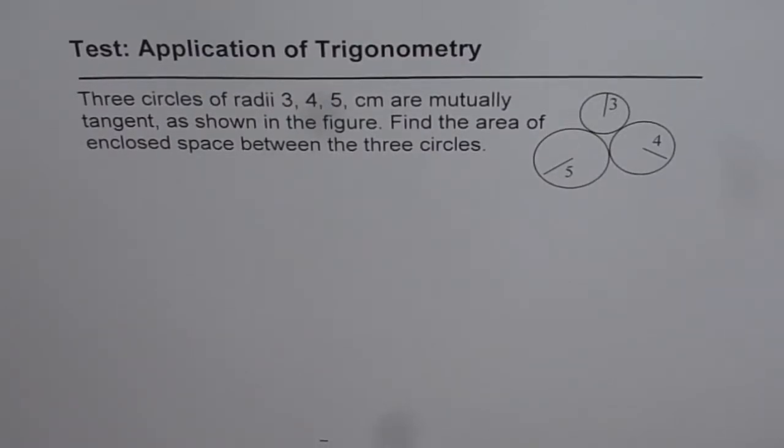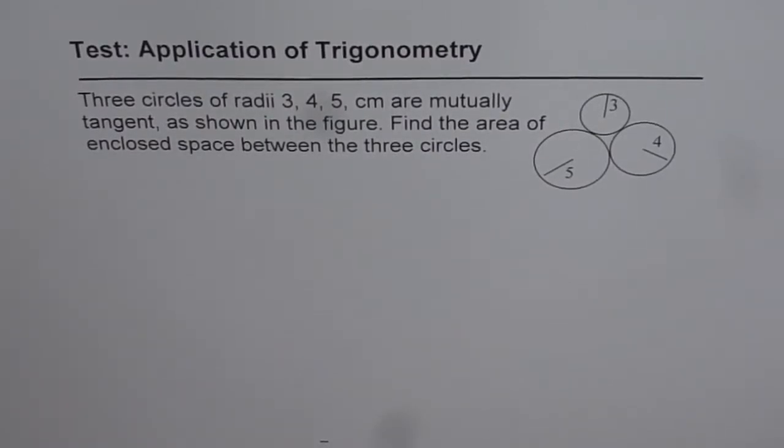Here is a test problem for you on application of trigonometry. Three circles of radii 3, 4 and 5 cm are mutually tangent as shown in the figure. Find the area of enclosed space between the three circles.